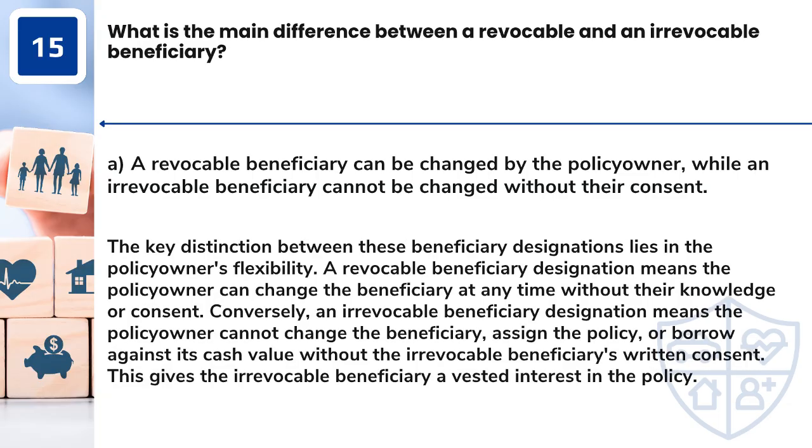Answer: A. A revocable beneficiary can be changed by the policy owner, while an irrevocable beneficiary cannot be changed without their consent. The key distinction between these beneficiary designations lies in the policy owner's flexibility. A revocable beneficiary designation means the policy owner can change the beneficiary at any time without their knowledge or consent. Conversely, an irrevocable beneficiary designation means the policy owner cannot change the beneficiary, assign the policy, or borrow against its cash value without the irrevocable beneficiary's written consent. This gives the irrevocable beneficiary a vested interest in the policy.